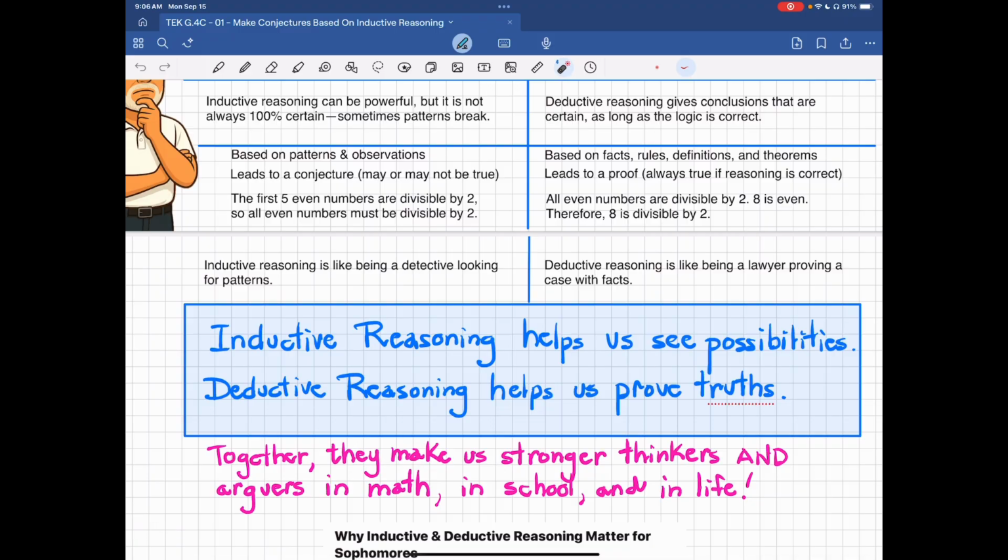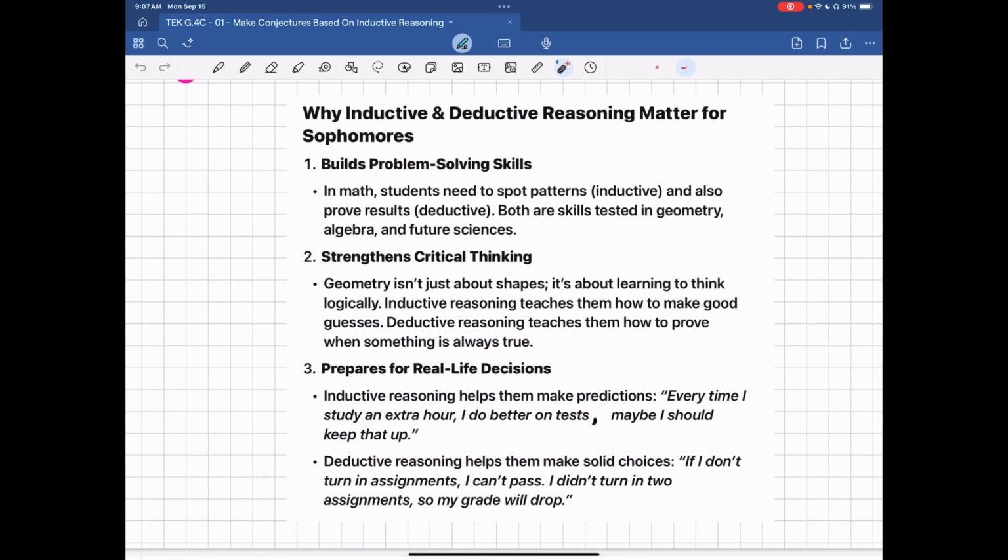I want you to understand that the whole process of geometry is to become a stronger and a better thinker. And so what inductive reasoning is and deductive reasoning is, there are two different ways to approach something. One is looking at patterns, the other is looking at facts, definitions, properties, theorems. It's looking at all of that, and then it's coming up with conclusions. I thought this was pretty cool because I want you to really understand the importance of this.